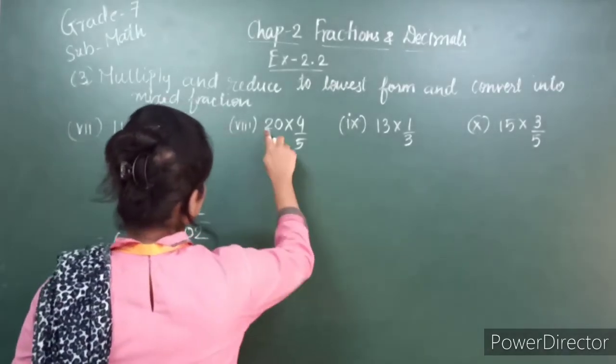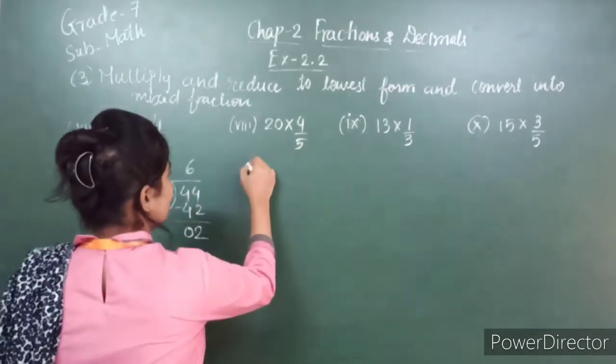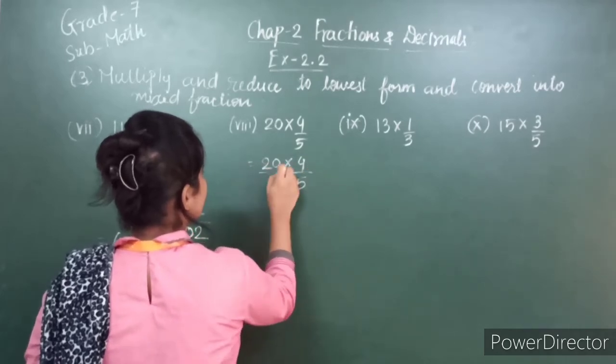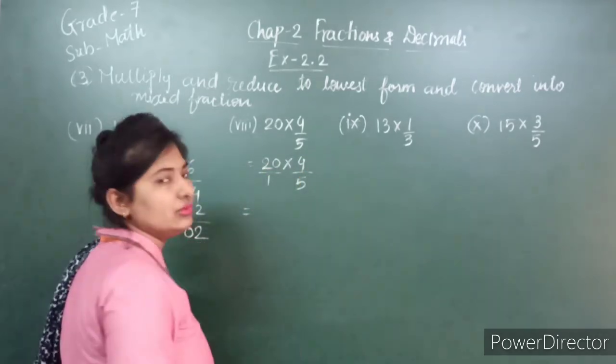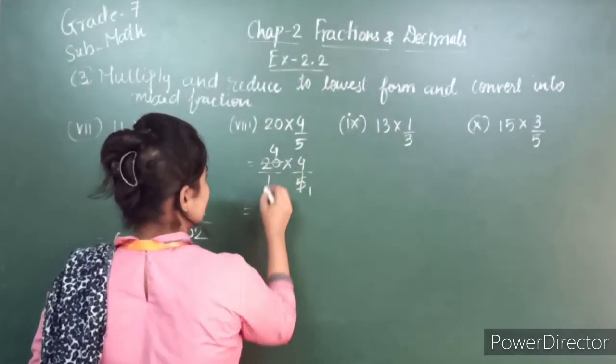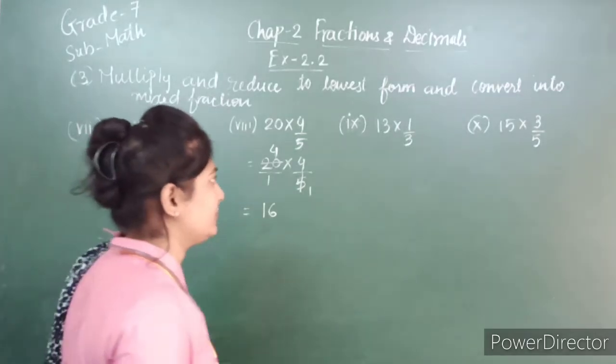Then number 8, 20 into 4 upon 5. Here we have to do cutting because it is possible to do cutting. So 5 ones are 5, 5 4s are 20. Here 4 4s are 16. So here our answer is 16.